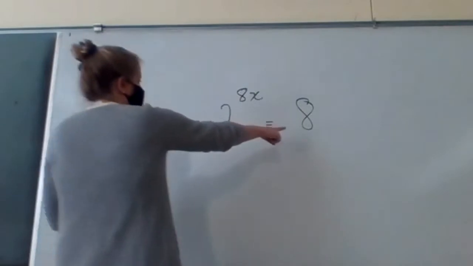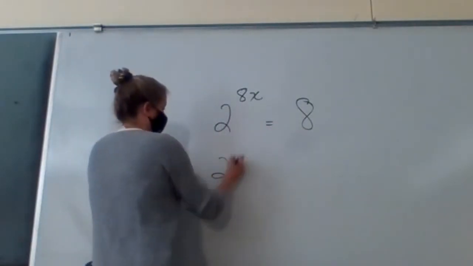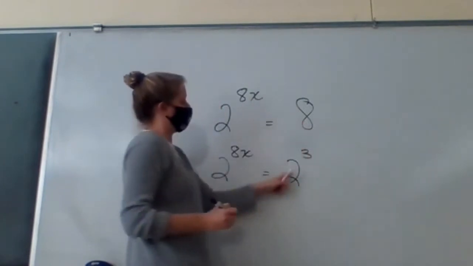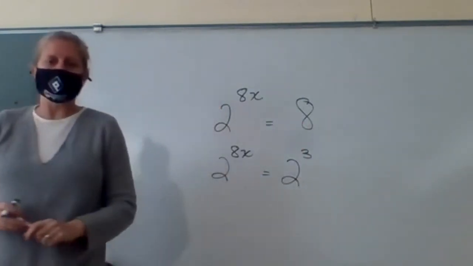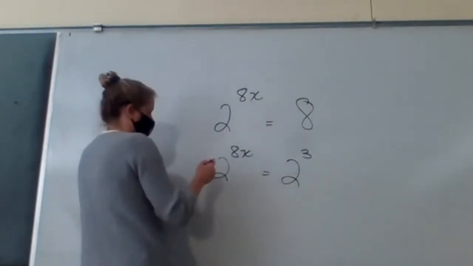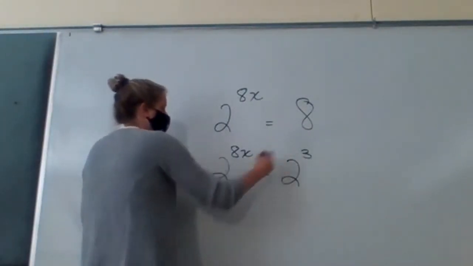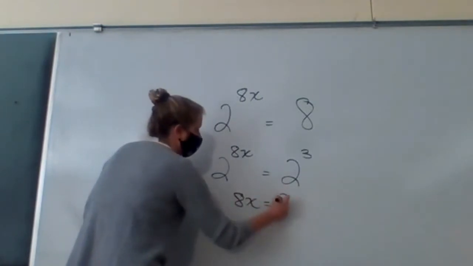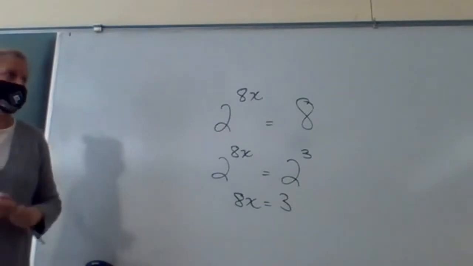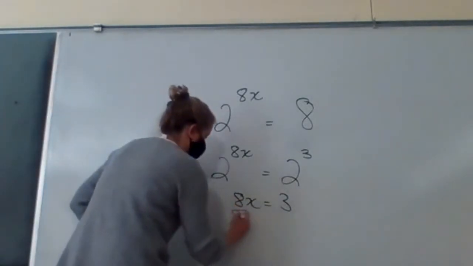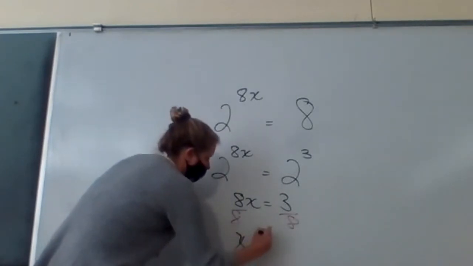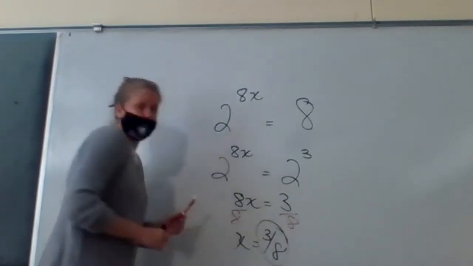So I can rewrite this. 2 to the 8x equals 2 to the 3rd power, right? 8 and 2 to the 3rd power are the same thing. So I can rewrite this to where both of my bases are 2, which just means I need to set up my exponents to be equal to each other and solve for x. So just divide both sides by 8. So x equals 3/8.